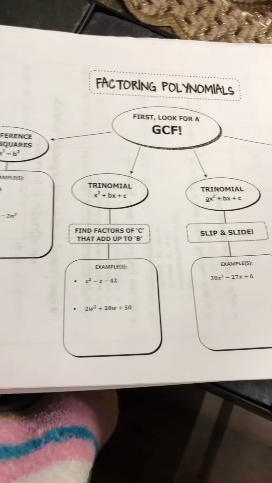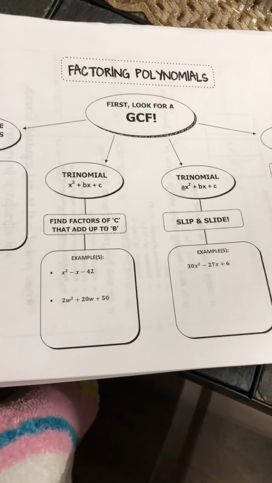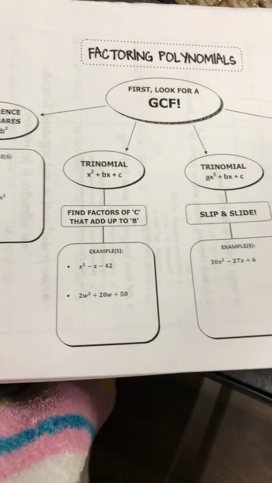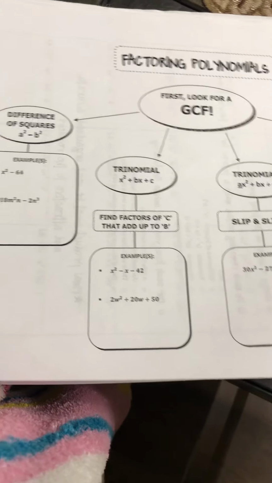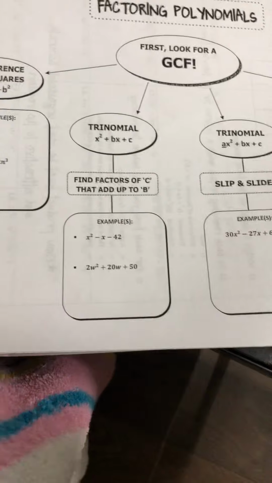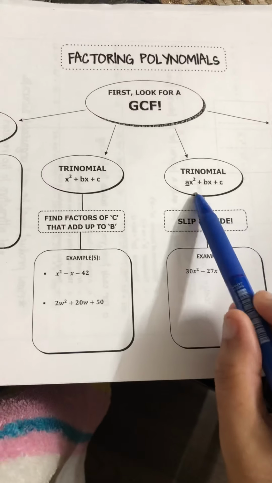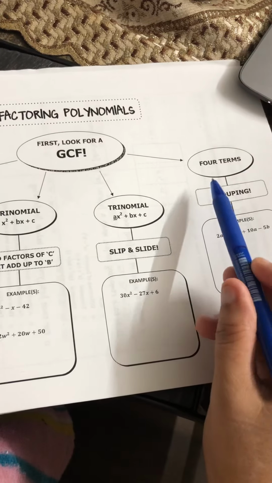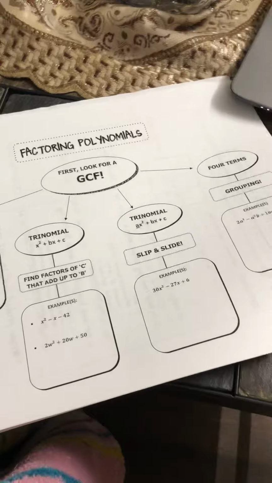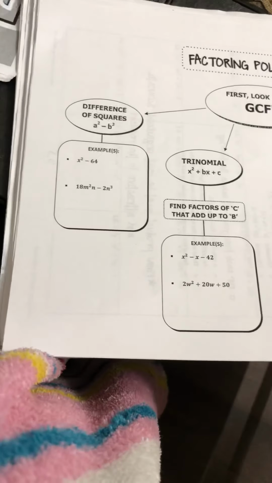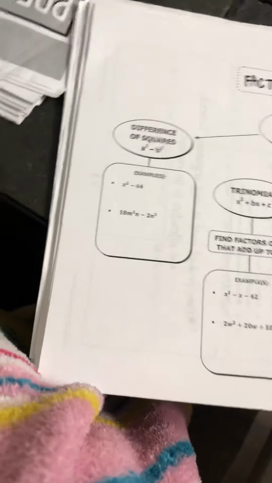Actually, five. One was to find the greatest common factor. Second, when we had difference of squares. When we had trinomials with no a. When we had a trinomial with the a. And then the last one was when we had four terms, how to factor four terms. We learned binomials, trinomials, and polynomials with four terms. So let's do a quick review.